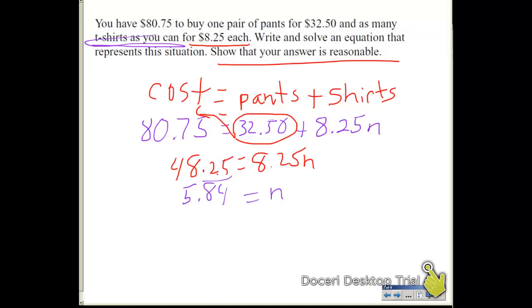And they do want to know a reasonable answer here. Now, some people might want to call that 6 shirts. But the problem with that is we only have $80.75 to buy them. So we can't actually buy 6 shirts. So the most amount of shirts we can actually buy would only be 5.